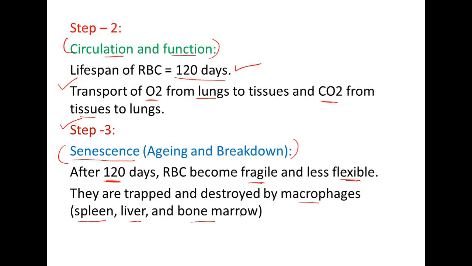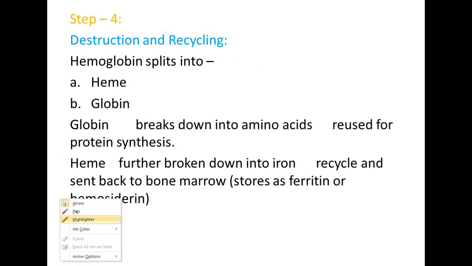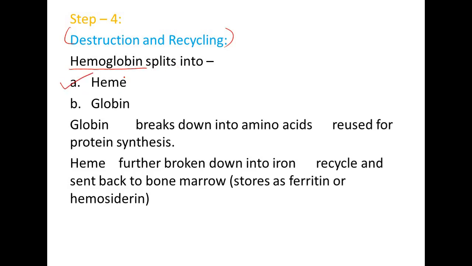Now come to step 4. Step 4 is destruction and recycling. Then after destruction of RBC, what happens? We know that RBC contains a conjugated protein that is called as hemoglobin. Hemoglobin splits into heme, that is the iron pigment, and globin, the protein part. Globin breaks down into amino acid, and these amino acids are reused for protein synthesis.